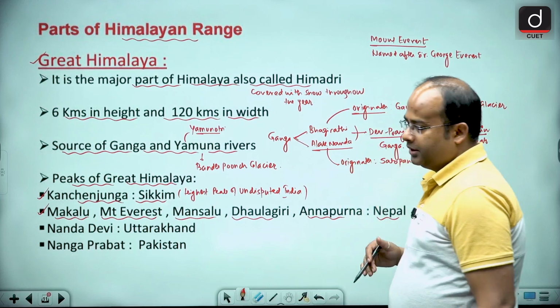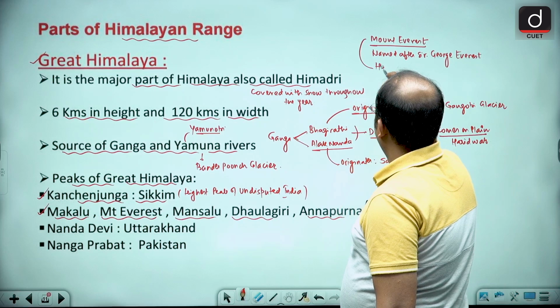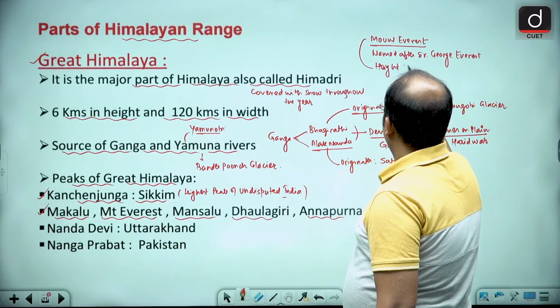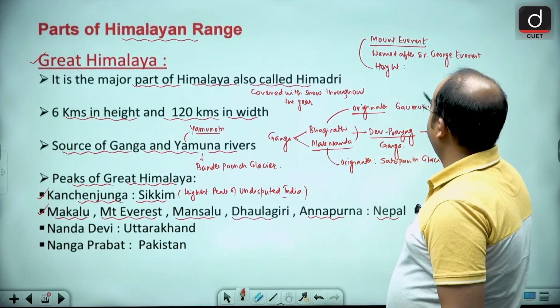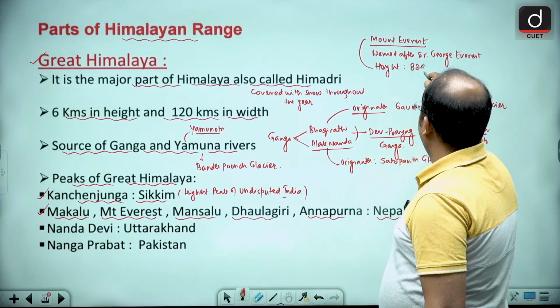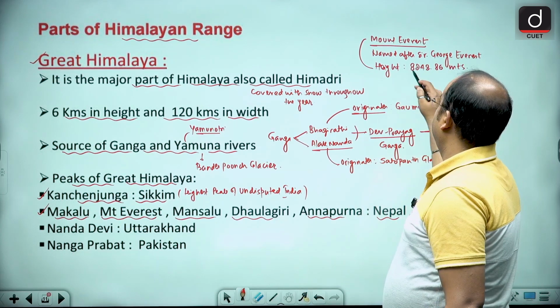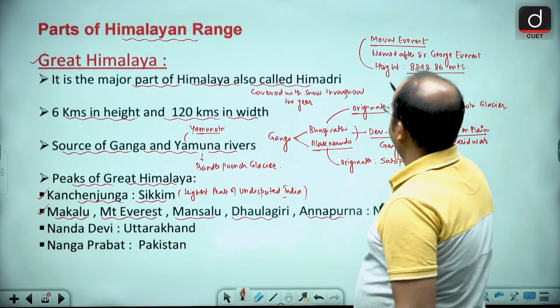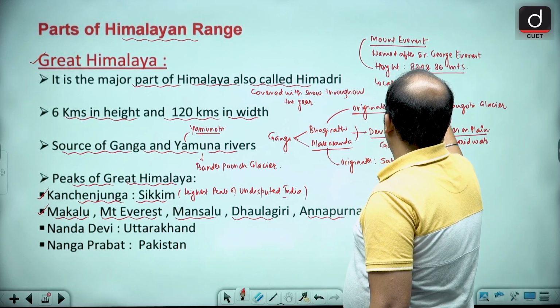It is named after Sir George Everest, and you will find that the height is 8848.86 meters. So where is it located? It is located on the Nepal-China border.